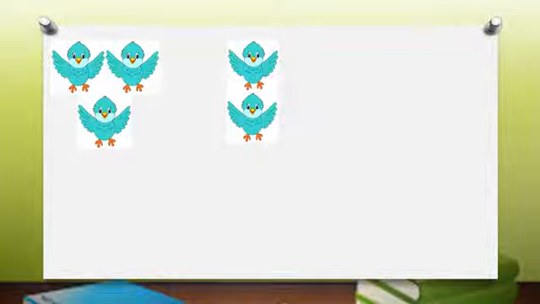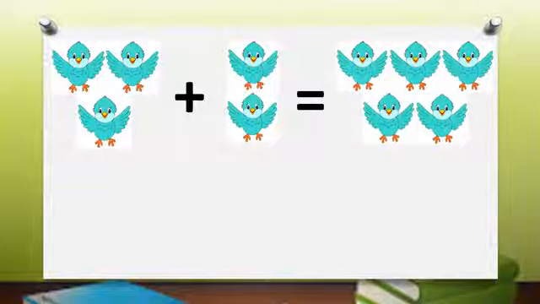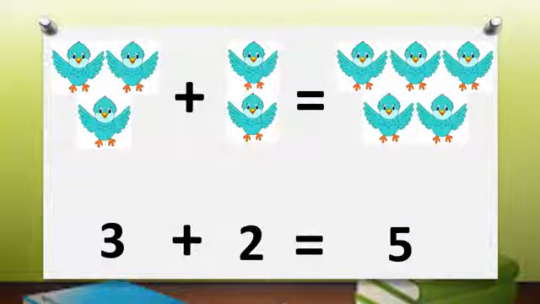In this example, there are 3 birds. And then 2 more join them. So now we need to find out the total number of birds. And for that, we need to add. So children, the sign for addition is the plus sign. Therefore, 3 birds plus 2 birds is equal to, let's count them. 1, 2, 3, 4, 5. 5 birds. So, 3 plus 2 is equal to 5.